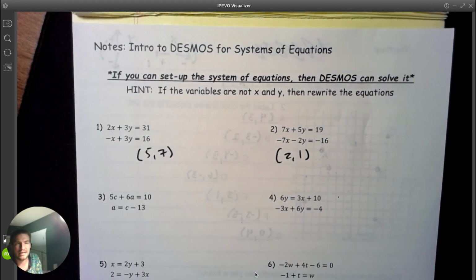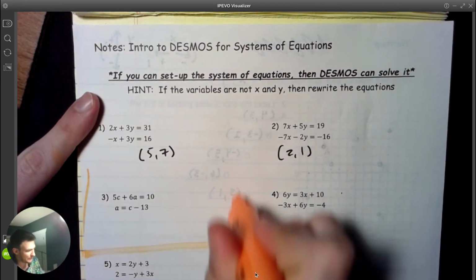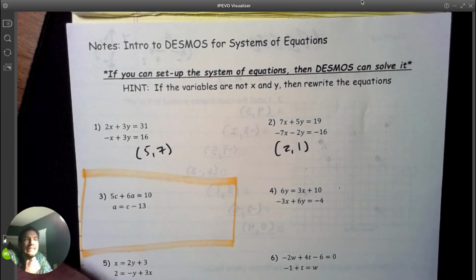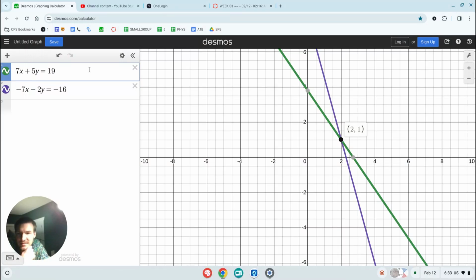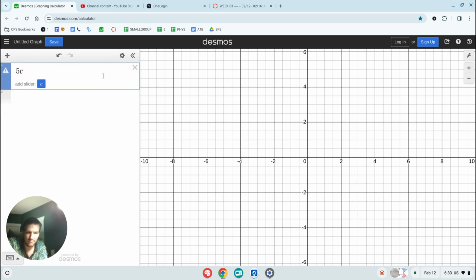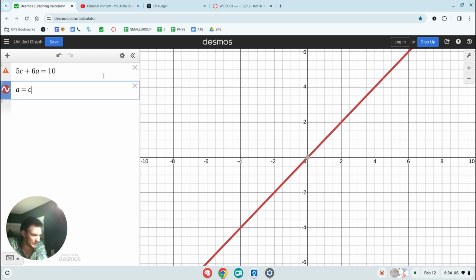Now here's where we're going to get into the big point. I'm going to put a nice highlighter box on here so you know it's important. We got C's and A's. Sometimes you got B's, sometimes you got J's, sometimes you got all kinds of crazy stuff. So we got 5C plus 6A equals 10. Enter. A equals C minus 13.